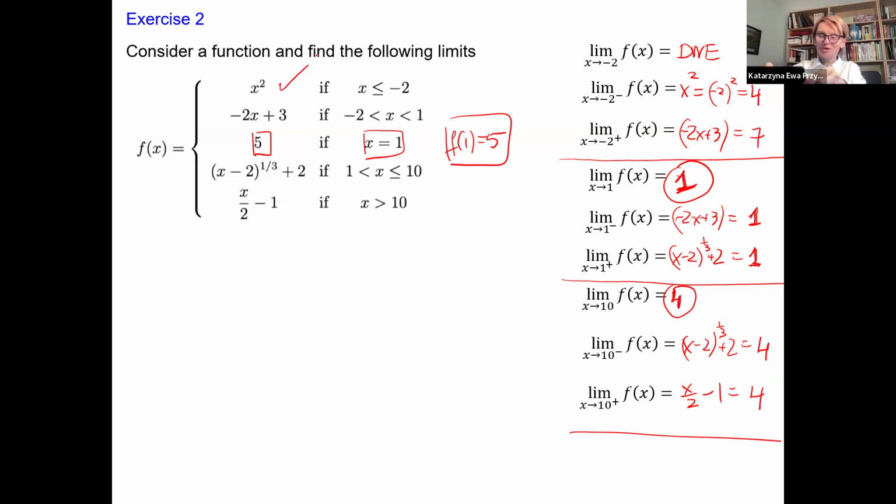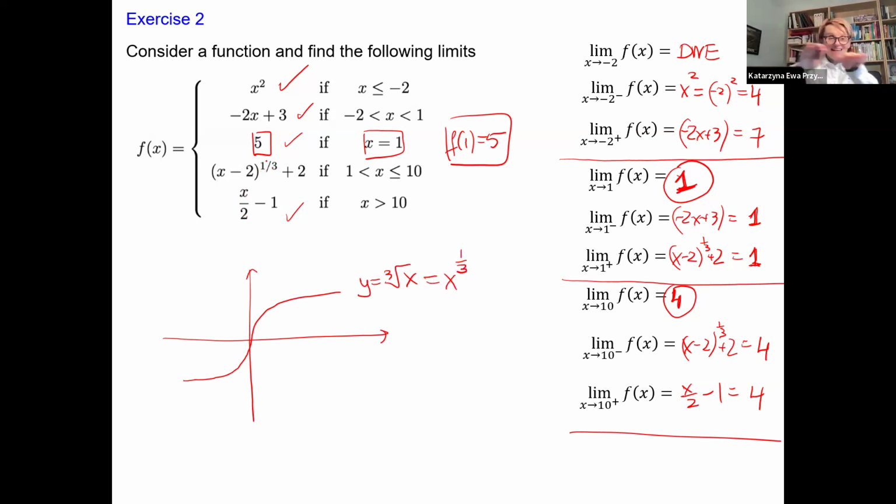X squared, no problem. Line with negative slope, no problem. Just the dot at the level 5, just the line with the slope 1/2. And this one is the cube root. I hope we know the function cube root of x looks like this. Cube root of x, or we can say x to the power of 1/3. But this one has a little bit of transformation. -2 means that we will shift along the x-axis 2 units to the right, and +2, we will shift 2 units up.